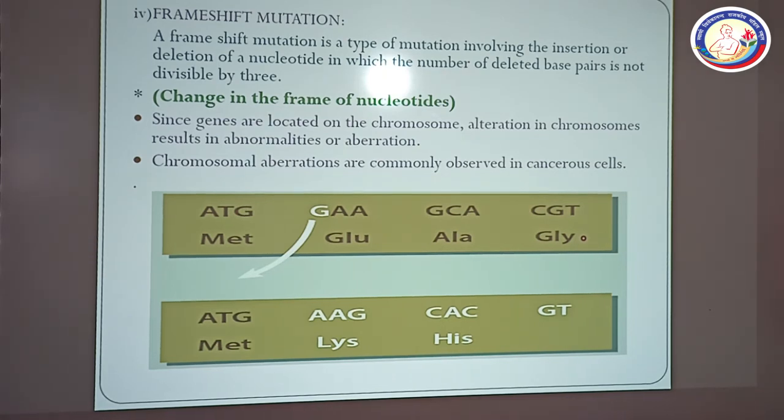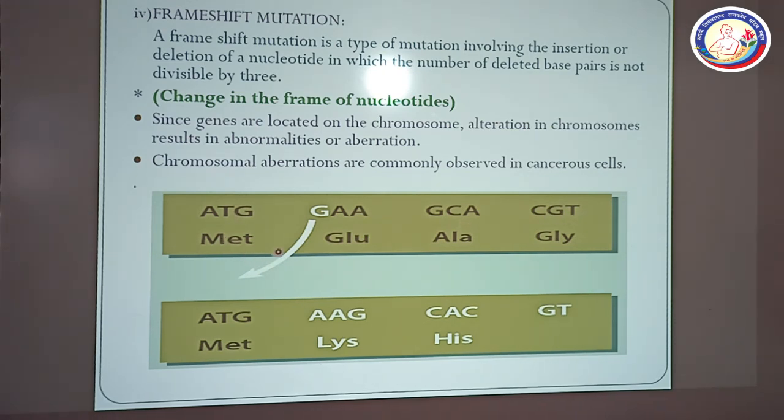What is frameshift? A frameshift mutation is a type of mutation involving the insertion or deletion of nucleotides in which the number of deleted base pairs is not divisible by 3. Although this definition is not given in your book. It is a change in the frame of nucleotides. Since genes are located on the chromosome, alteration in chromosome results in abnormalities or aberrations. Chromosomal aberrations are commonly observed in cancerous cells. You can see here, this is ATG, GAA, GCA, CGT.